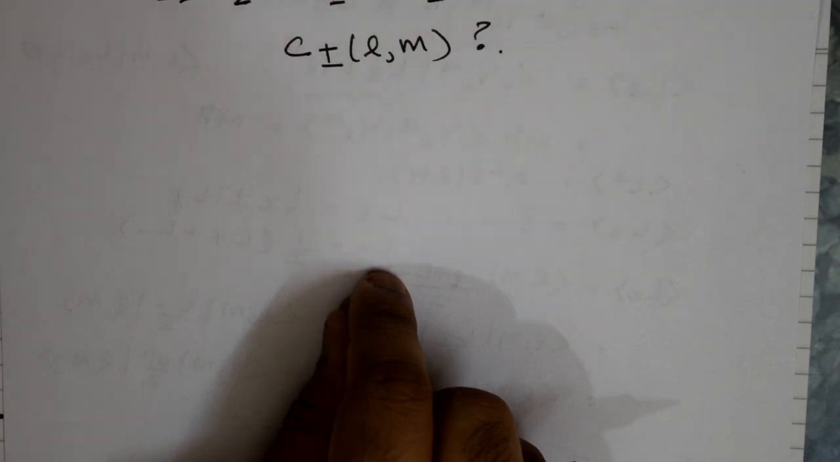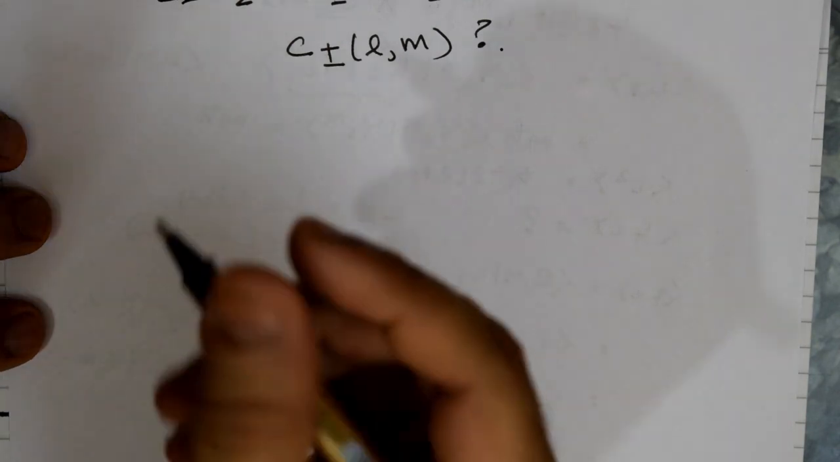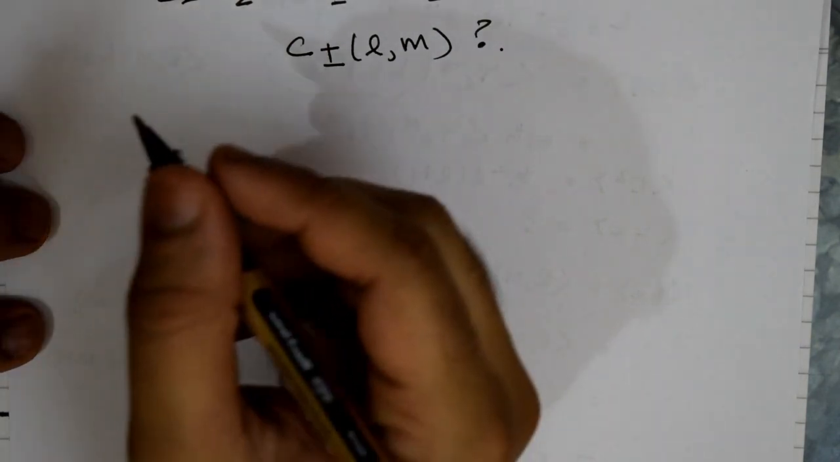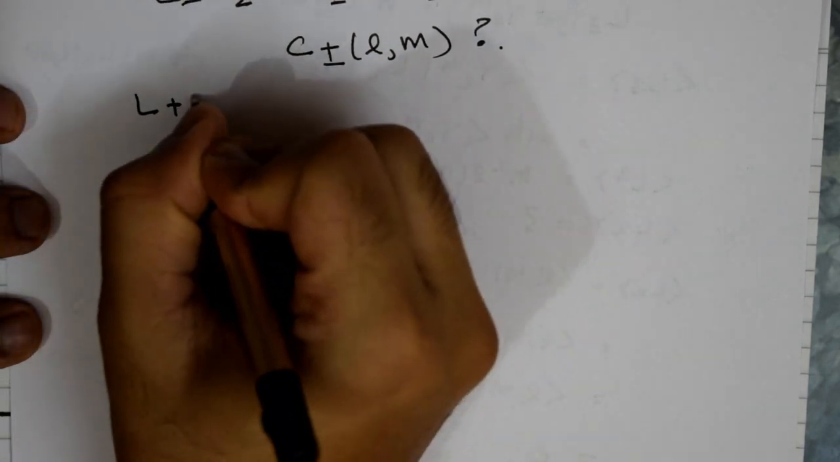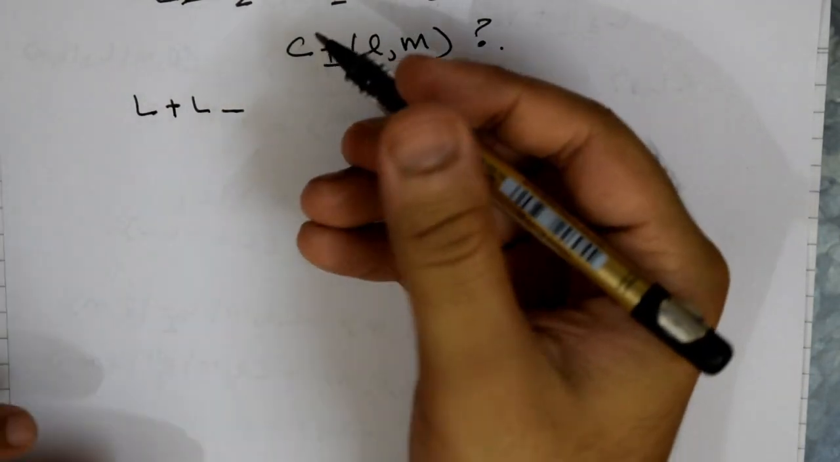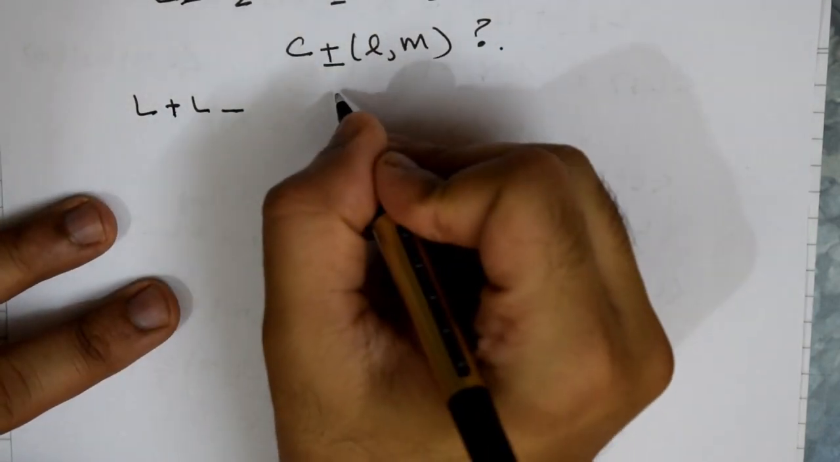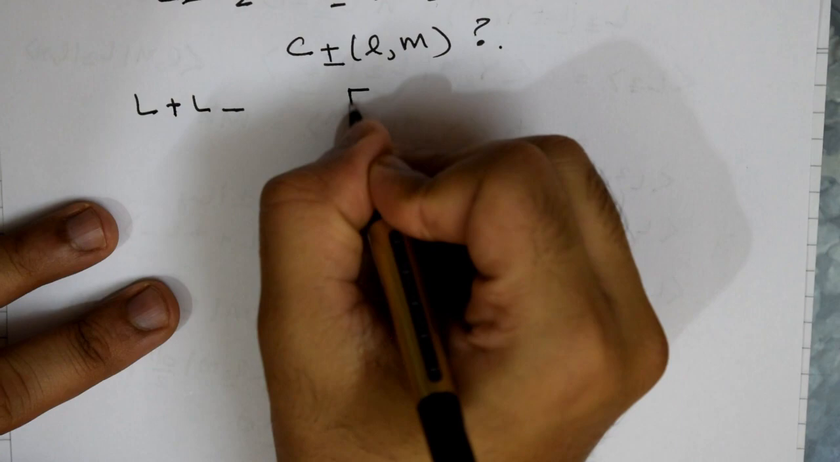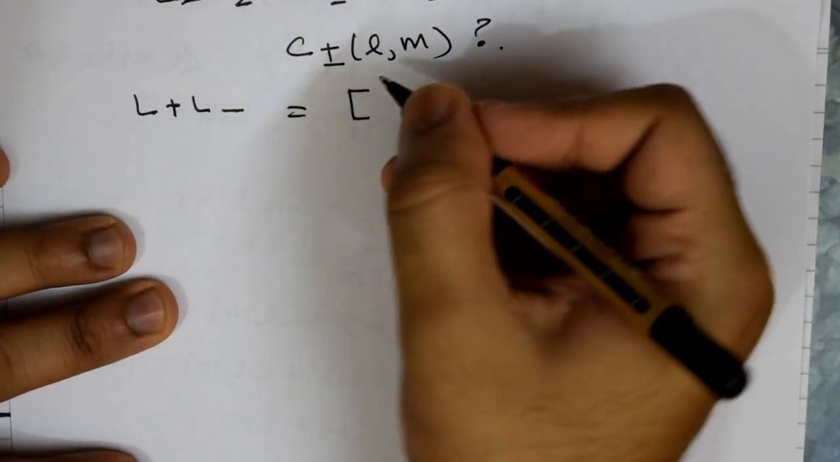Before going there, I need to introduce a few more things as we go forward. So what will be introduced here? We will be introducing what is L plus times L minus. So how will we get this? In order to get this, we need to understand how we would write each of them separately.